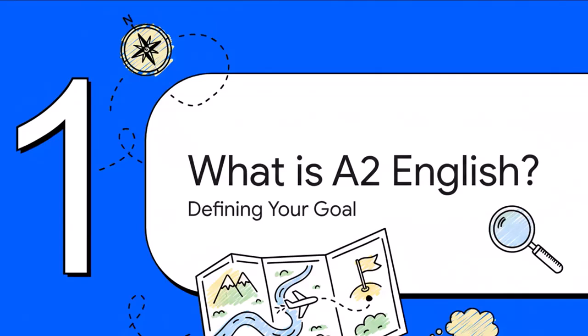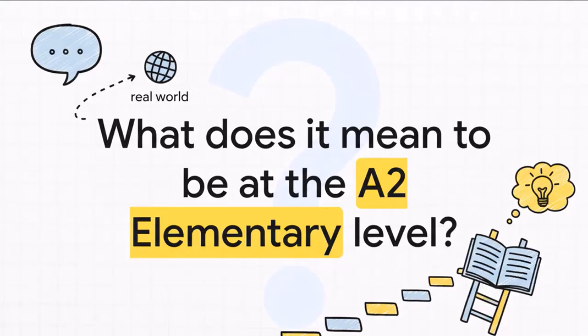Before we go anywhere, we need to know where we're headed, right? So let's get super clear on what A2 English actually means. Okay, so what are we really talking about here? What skills do you actually need at this level? What does being A2 look and sound like when you're out there in the real world?